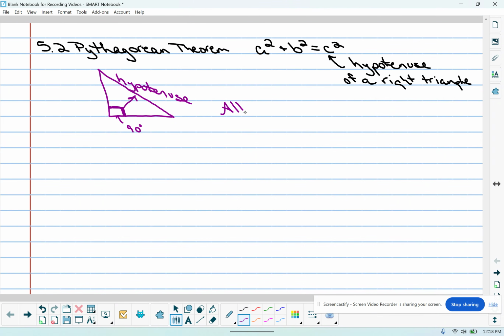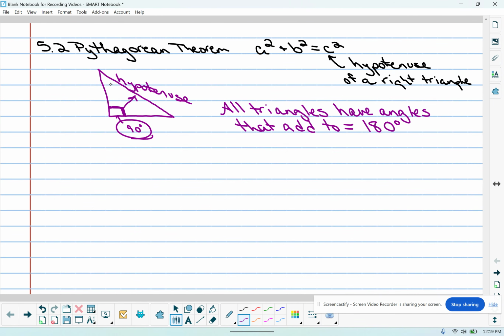Also, know that all triangles have angles that add to equal 180 degrees, right? So if this one is 90, then these two have to also equal 90 together. But if we know two of the three, we can take 180 and subtract off the right angle, subtract off the other angle we might know, and that'll equal the missing one, right? So we're going to be doing a bunch of those things.